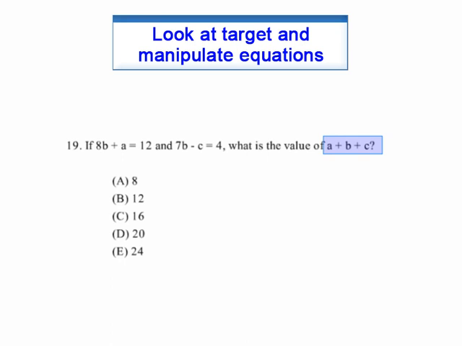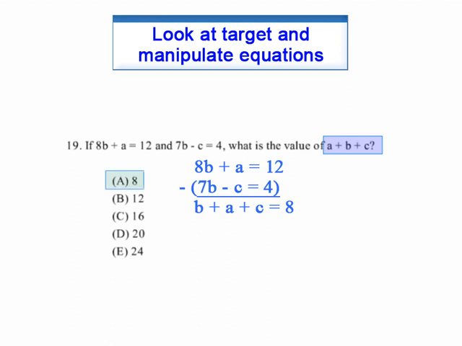Okay, can I add the two equations together and get it? No. Can I subtract the two equations and get it? Yes, I can. Let's do that. 8b plus a equals 12 minus 7b minus c equals 4. If I distribute that negative across, that's going to turn the c positive, and that's going to leave me with b plus a plus c equals 8.